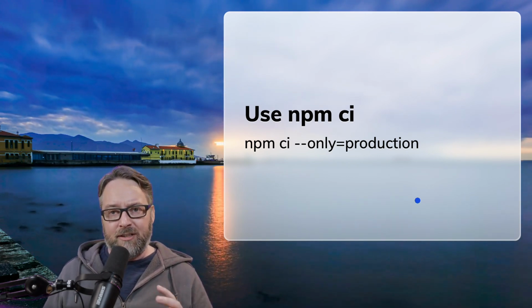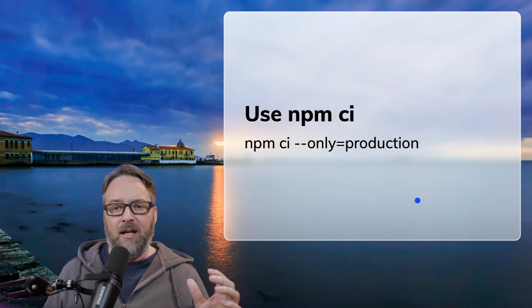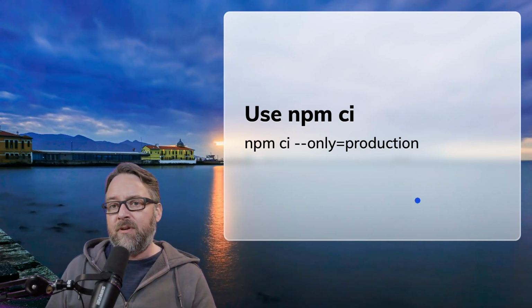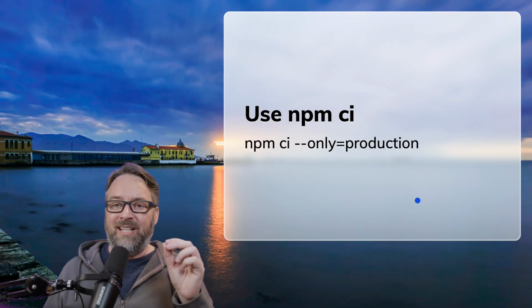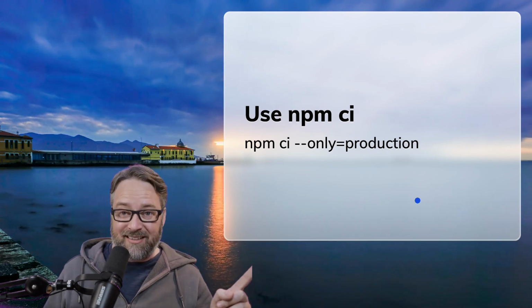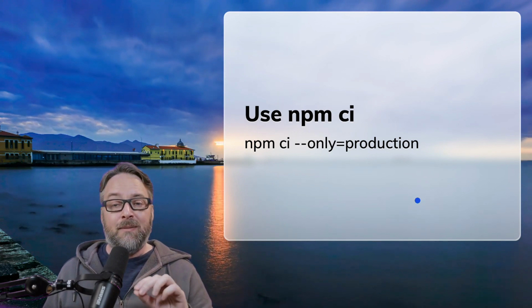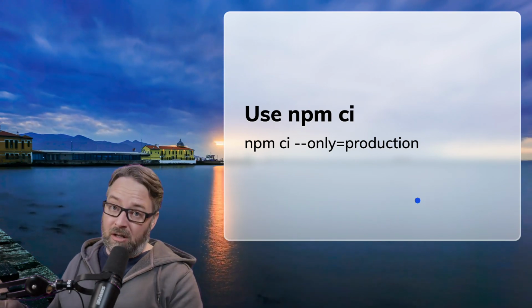So in that production stage, we're only going to use CI with only production. The CI means that it will only install the app versions from the lock file, which are identical to the ones you just tested, right? So if you tested them that way, you don't want a potential npm install to change anything in your lock file, which is why they invented the CI command.